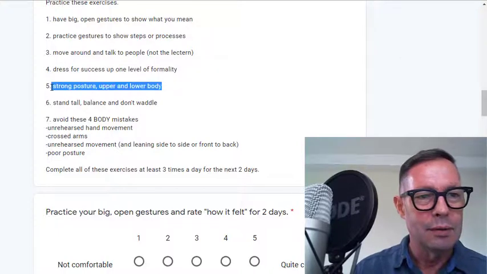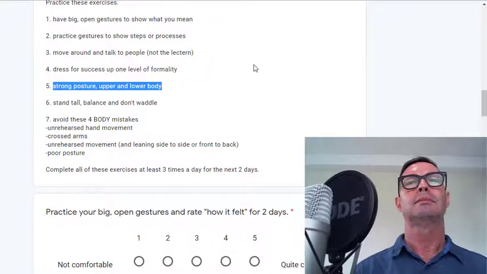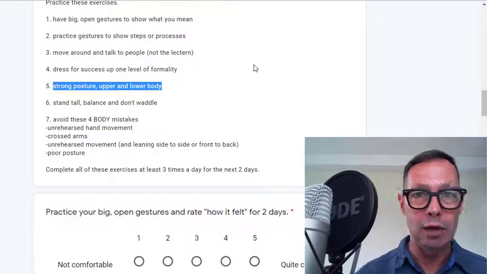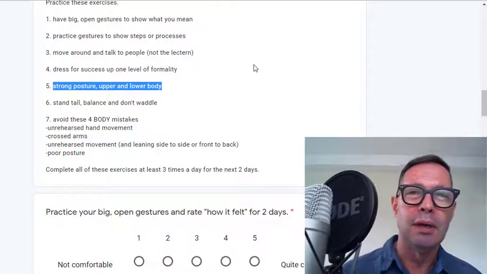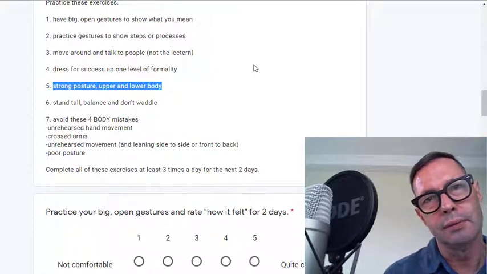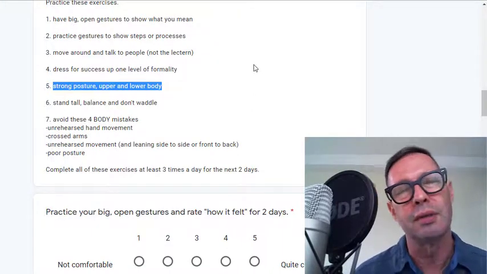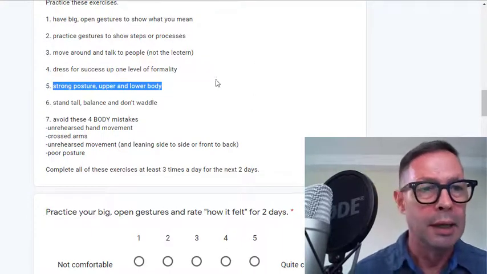And next one, we want to show strong posture. Head up, neck back, both upper body and lower body. Meaning you don't want to be leaning on one hip or kind of down over to the side. It doesn't show confidence, and it shows disinterest, actually.